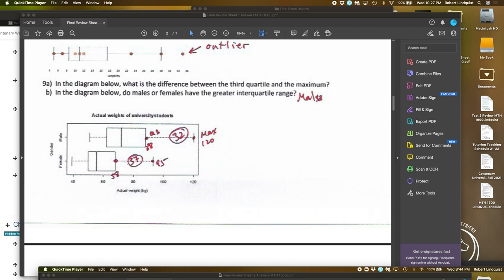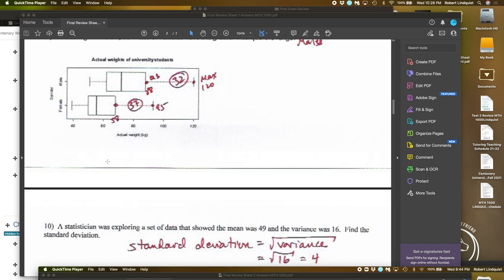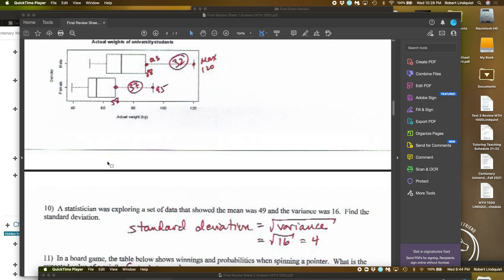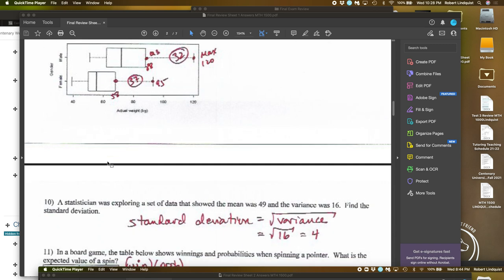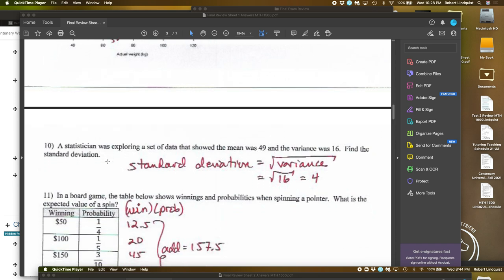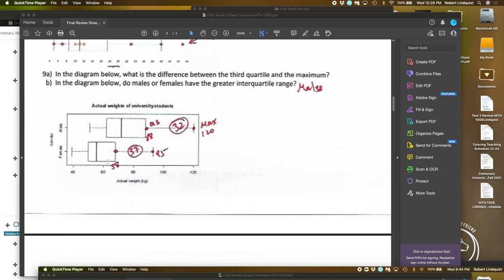And which has a greater interquartile range? The male's interquartile range is greater. Look, it goes from quartile 1 to quartile 3, quartile 1 to quartile 3. Okay, so that's the first 2 pages. All right, I actually think I can get through a little bit more of this. No, we'll stop here. First 2 pages, we're good.